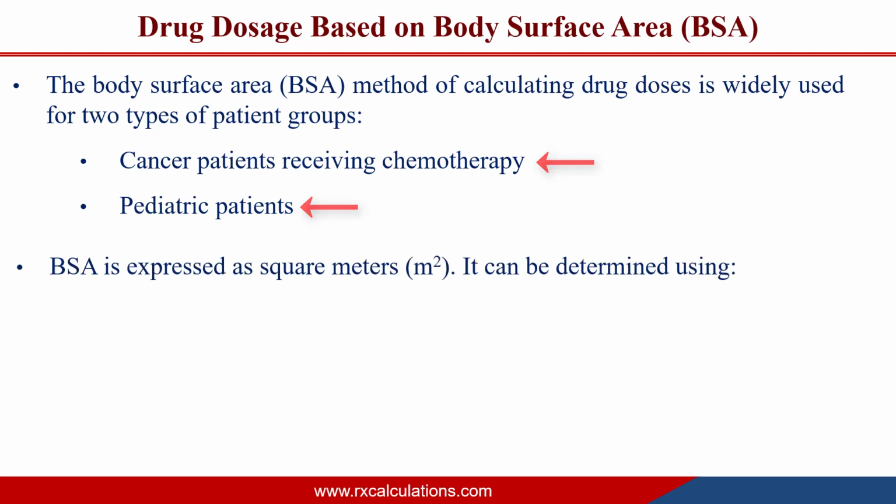Now, the body surface area is expressed as meters squared, and the normalized dose would then be given typically as milligrams per meter squared. So anytime you see the meter squared in the denominator, that will be a dose that has been normalized to the body surface area.